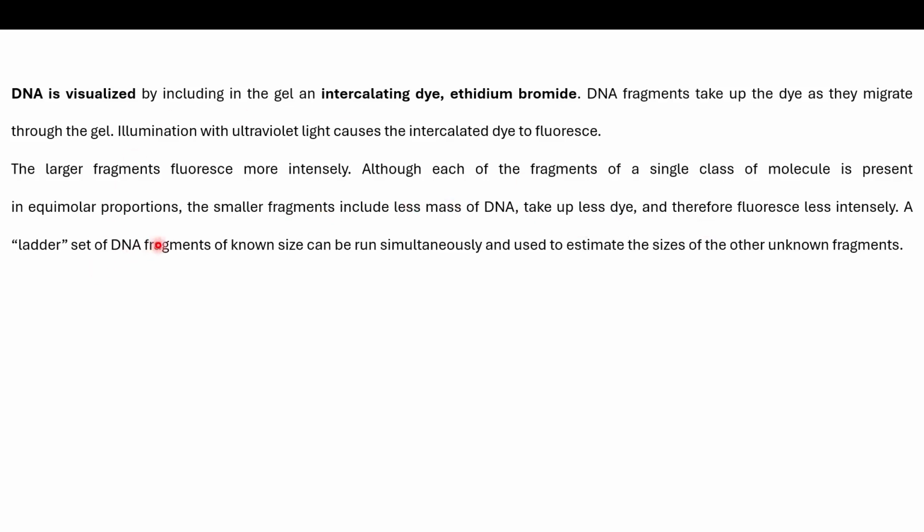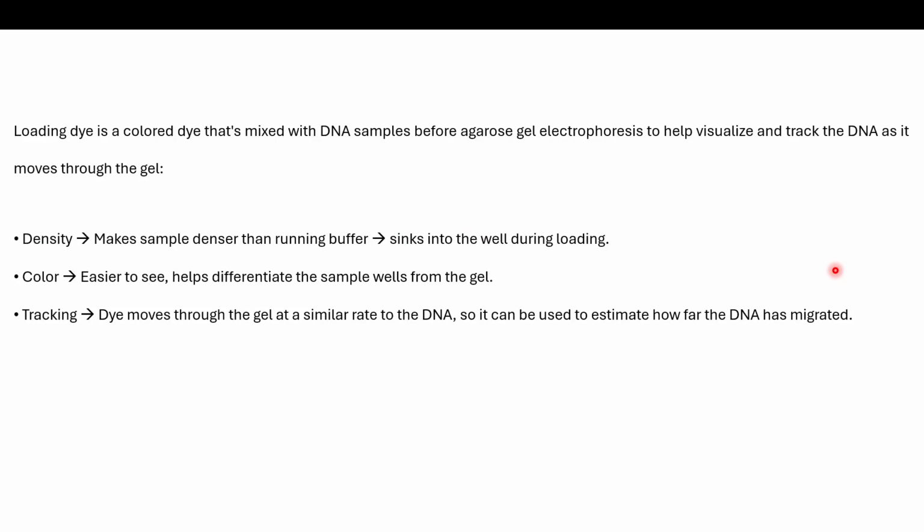A ladder set, same thing as the marker that we looked at earlier, is a set of DNA fragments of known size which can be run simultaneously and used to estimate the sizes of the other unknown fragments. Loading dye again is a colored dye mixed with DNA samples before agarose gel electrophoresis to help visualize and track the DNA as it moves through the gel.